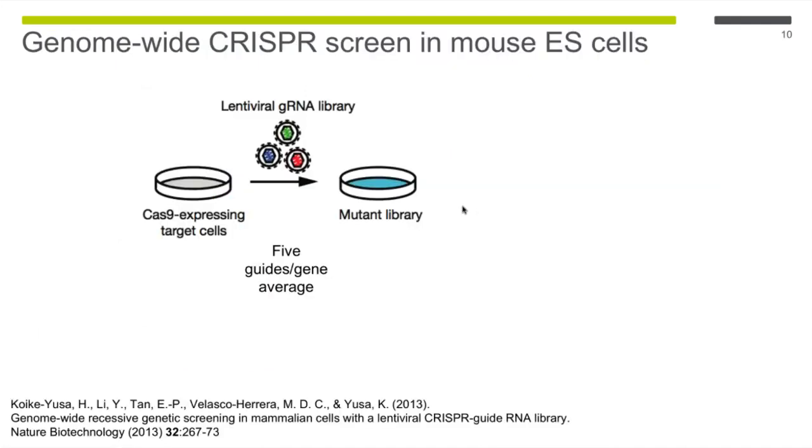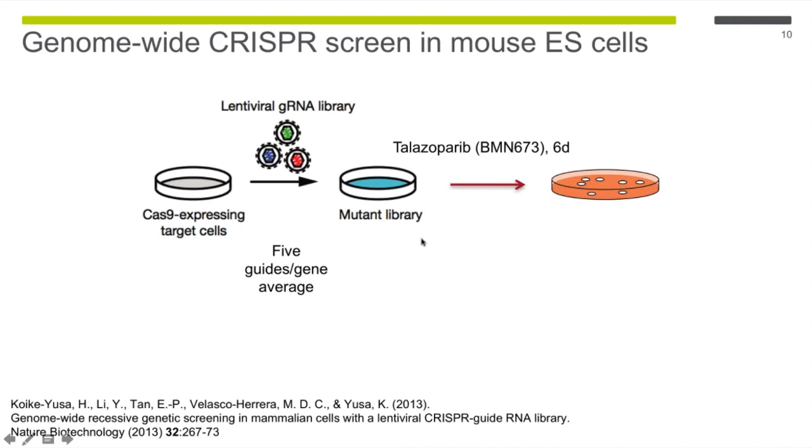So this was the first screen that I carried out for PARP inhibitor resistance. So we took one of these mutant libraries. This is a genome-wide library in mouse embryonic stem cells, and we have 5 guides per gene on average. So altogether, there are about 100,000 guides in this library.